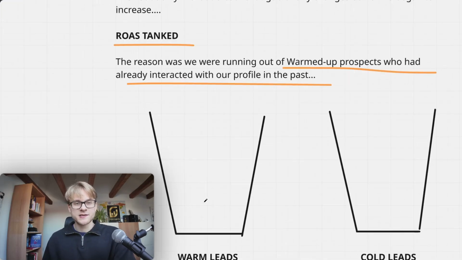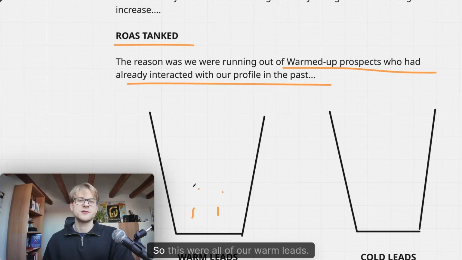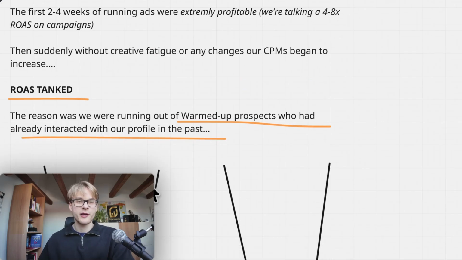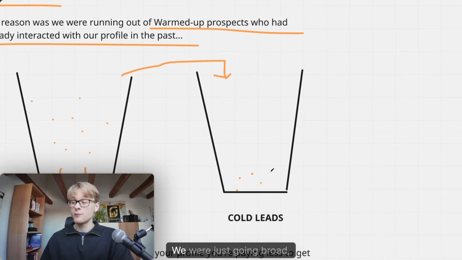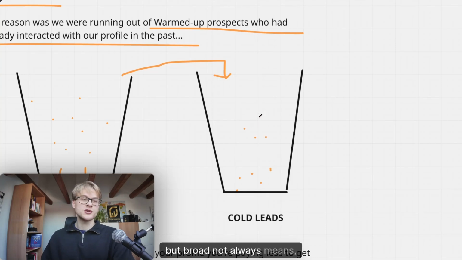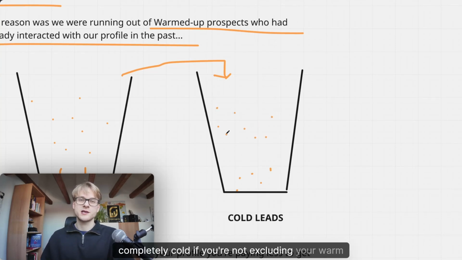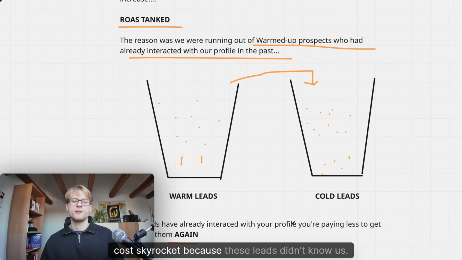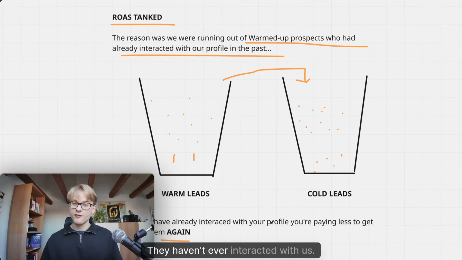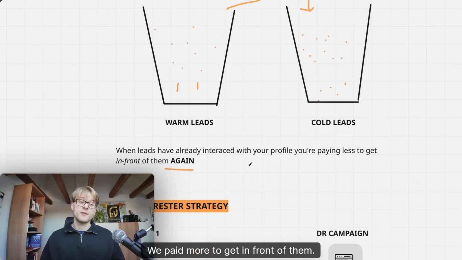Now, what happens is we only had so many warm leads. So these were all of our warm leads. And then we were running out of these warm leads because we were already converting all of them through earlier campaigns. And then Meta switched into the completely cold bucket. We were just going broad, but broad doesn't always mean completely cold if you're not excluding your warm audiences. So we went into the cold bucket, and as a result, all of our costs skyrocketed because these leads didn't know us, they hadn't ever interacted with us. We paid more to get in front of them.